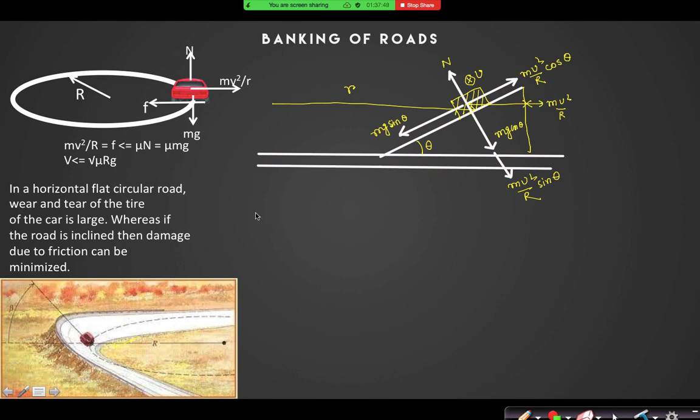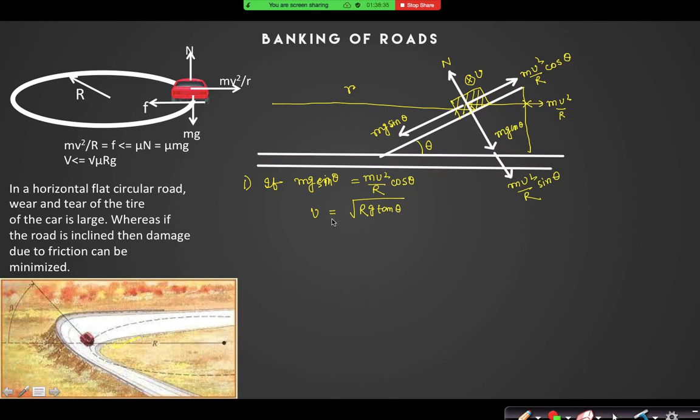No, sir. Why? Because there is no tendency of motion or sliding of the car along that inclined plane. So I can say that in the first situation, there may be three different cases. If mg sin theta is equal to mv square by r cos theta, then can I say that v square is equal to rg tan theta, or v is equal to root over rg tan theta? Can I say that?